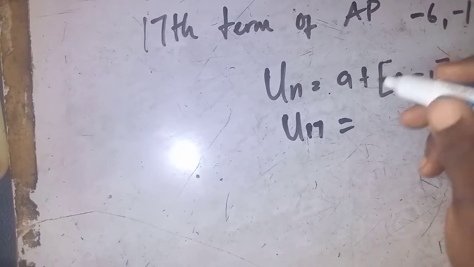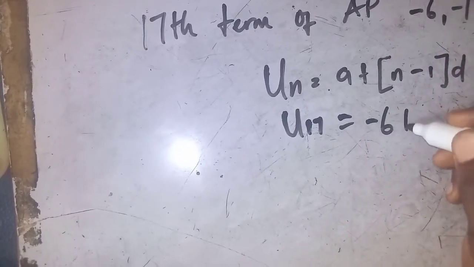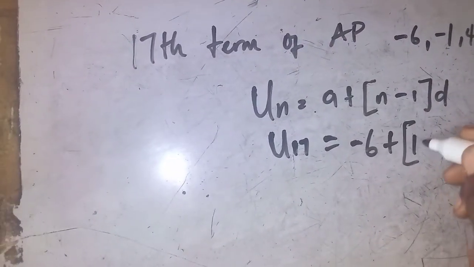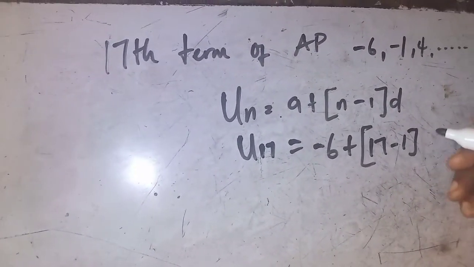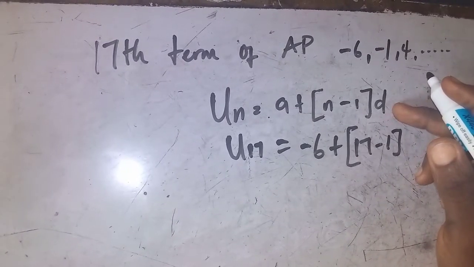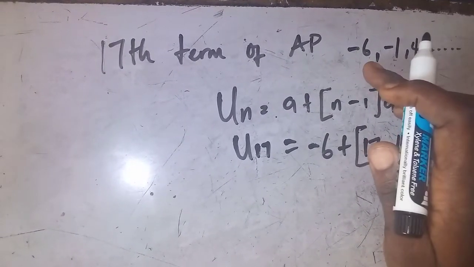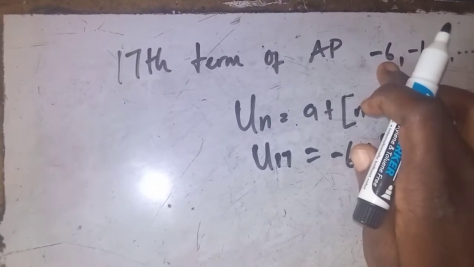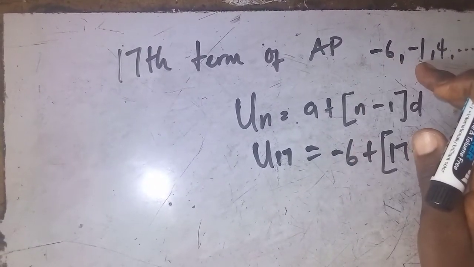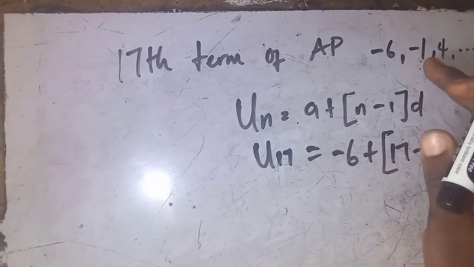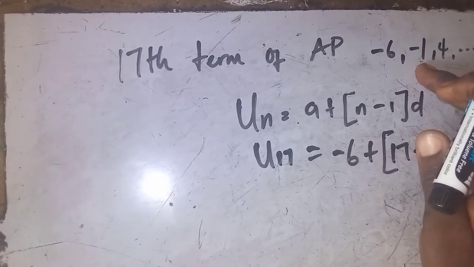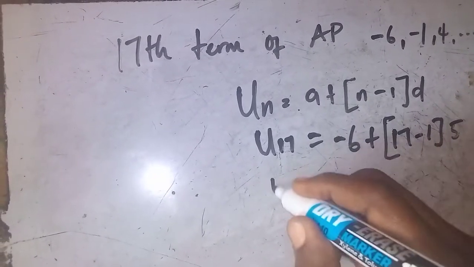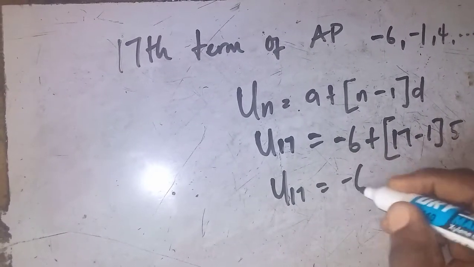Now the first term, which is a, is minus 6, plus n, which is also the number of terms. Now 17 minus 1, close the bracket. d is the common difference between each term. Let me say it this way, if you count plus 5 with minus 6, you should have minus 1. If you count plus 5 with minus 1, you should have 4. So the common difference here is 5.